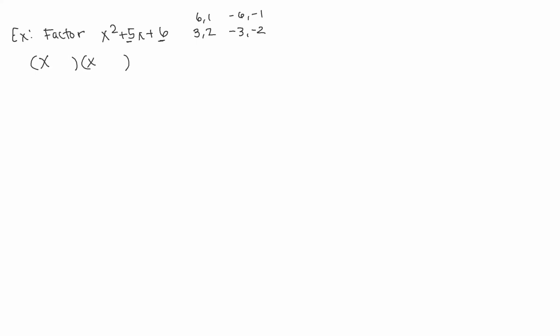So 6 plus 1 is 7. Negative 6 minus 1 is negative 7. Negative 3 minus 2 is negative 5. 3 and 2, however, is that little bears example that's just right. So what we do is we go down here to our 2 factors and we fill in a plus 3 and we fill in a plus 2. So this is our final answer. But let's go ahead and check it.